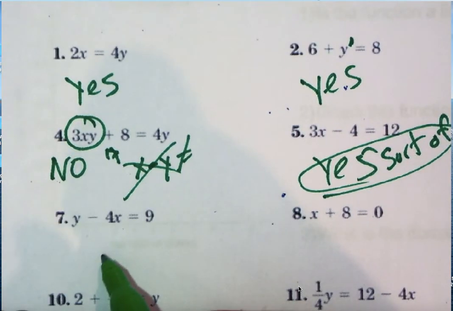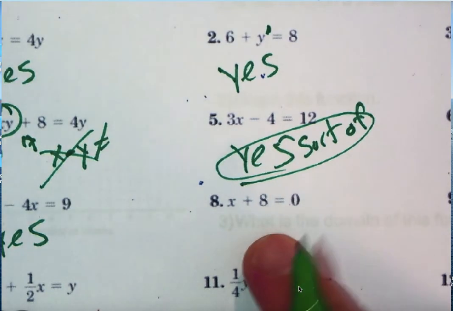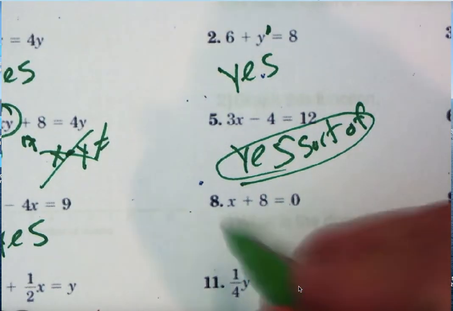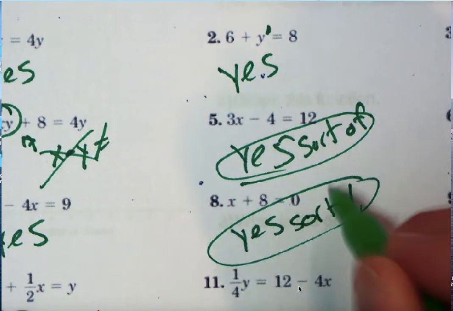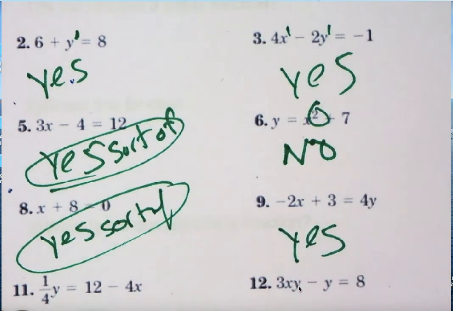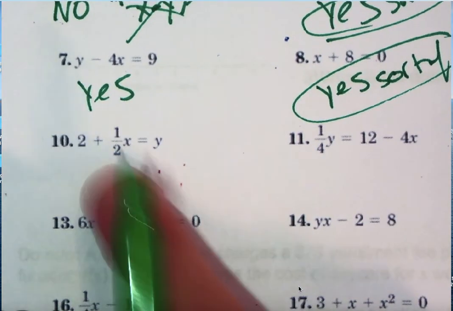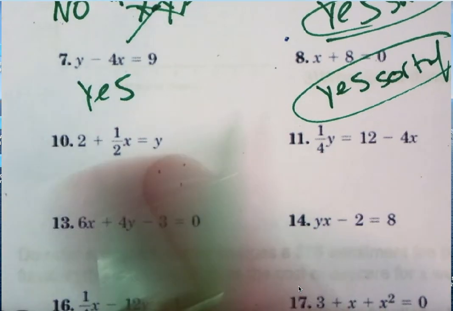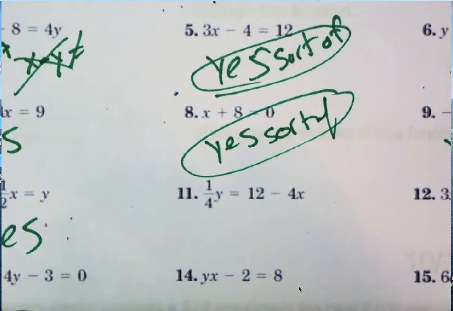Number 7. Looks good. Meets all the requirements. How about number 8? It does meet all the requirements, but it's one of these sort of ones, which we'll talk about more. Number 9. It meets all the requirements, so that's a yes. Number 10. We got x, we got y, yeah, that's true too. 10 is good. It's a linear function. Makes a line on a graph.